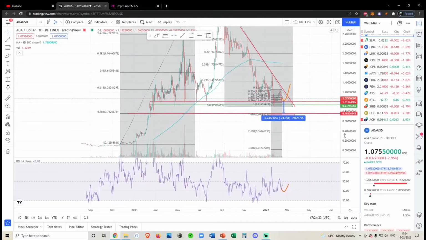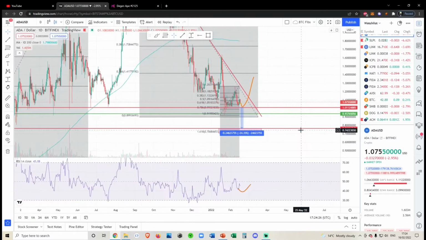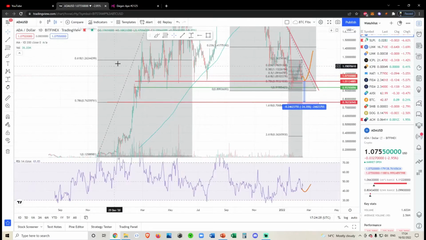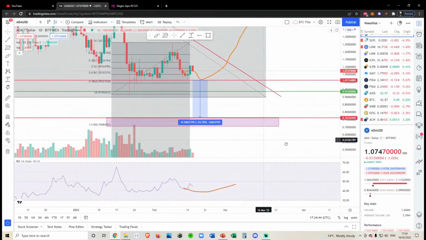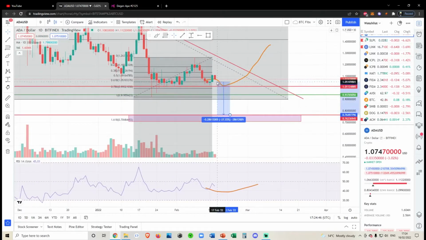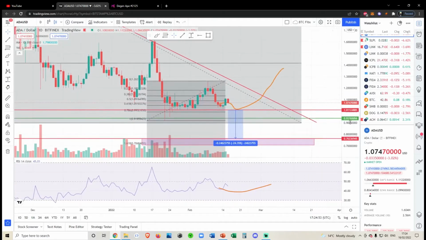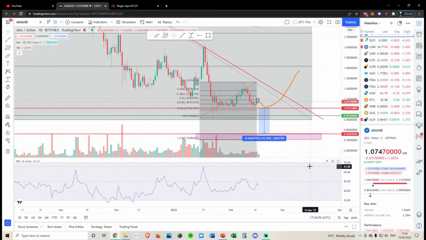All in all, in the macro term, we are below the 0.618, so we do have a little bit of cause for concern until we get above $1.26. In the meantime, we are still semi-macro bullish because we are above the 0.786, which is the 76 cents. In my opinion, it is getting more and more likely that ADA is going to see a drop to the 76 cents, which is approximately a 28% drop from where we are now. So that's basically all I'm seeing for ADA.